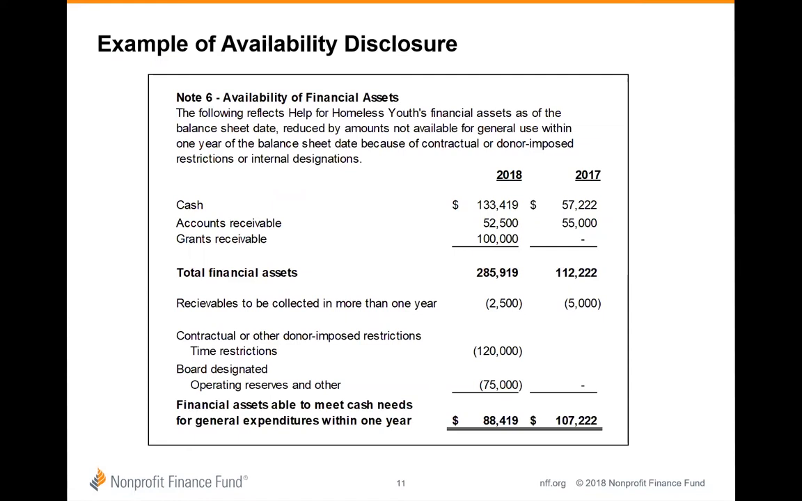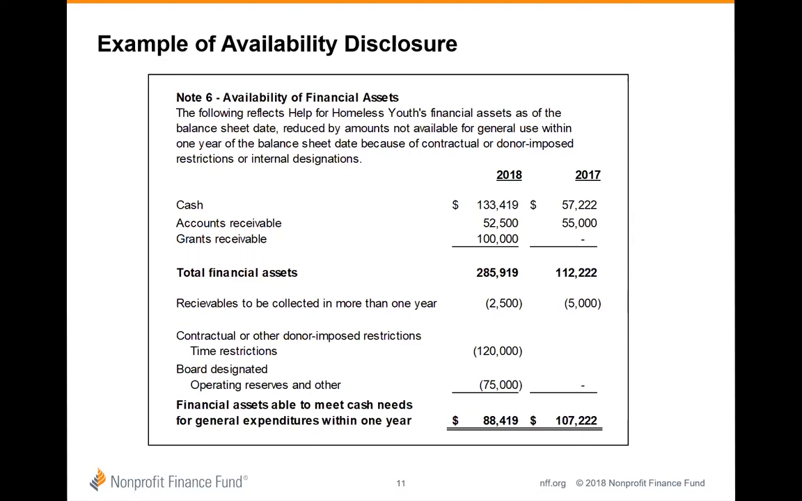So in our example, this organization lists their assets, and then they back out those assets that aren't available, starting with assets that aren't available because of their nature. Those are the long-term receivables, and then assets not available because of time restrictions, and then those not available because of designations. And in this case, it's the board designated operating reserve. And they're left with those financial assets available to meet cash needs for general expenditures within the next year.